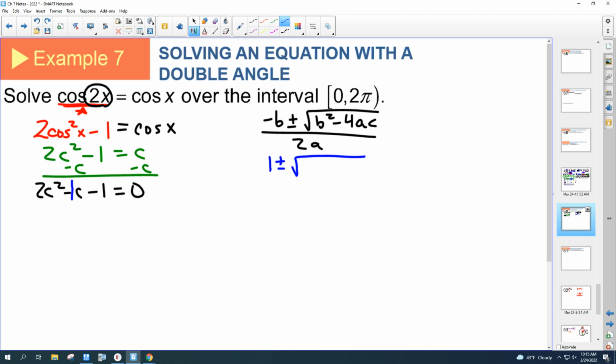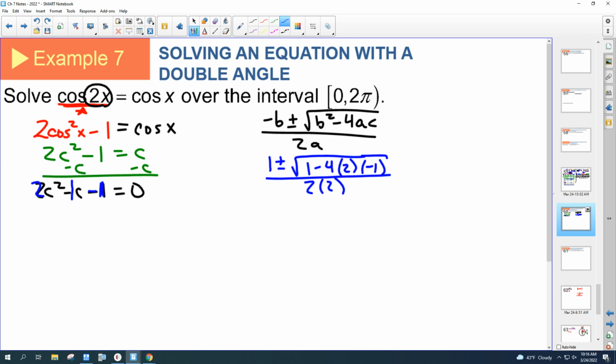B squared, that's negative 1. I always do that one in my head. Negative 1 squared is going to be positive 1, minus 4 times your A number, this 2 right here, times your C number, which is this -1 right there, all over 2 times the A number, which was 2. So we get that set up, and then it's just a plug and chug kind of deal.